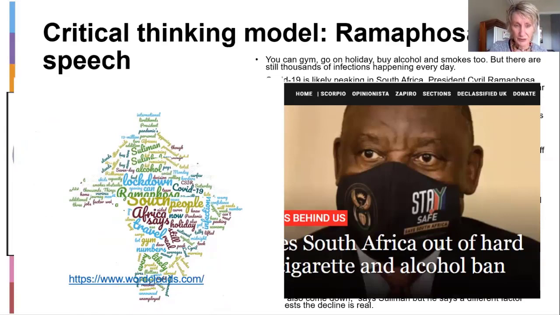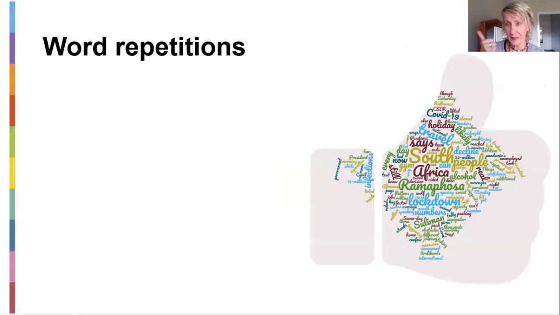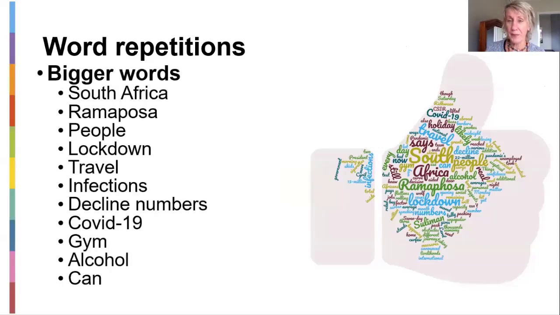There, I've got the actual address, the link. You take the words and paste them into it, and you'll see different sizes, like we do for Mentimeter. The words that are used the most are the biggest. There's another one where you can change the shapes and everything else. So now we're going to see what the word repetitions are. The biggest word there is South Africa, then Ramaphosa, then the people, then lockdown, then travel, then infections, then declining numbers, then COVID-19, gym, alcohol, and can.